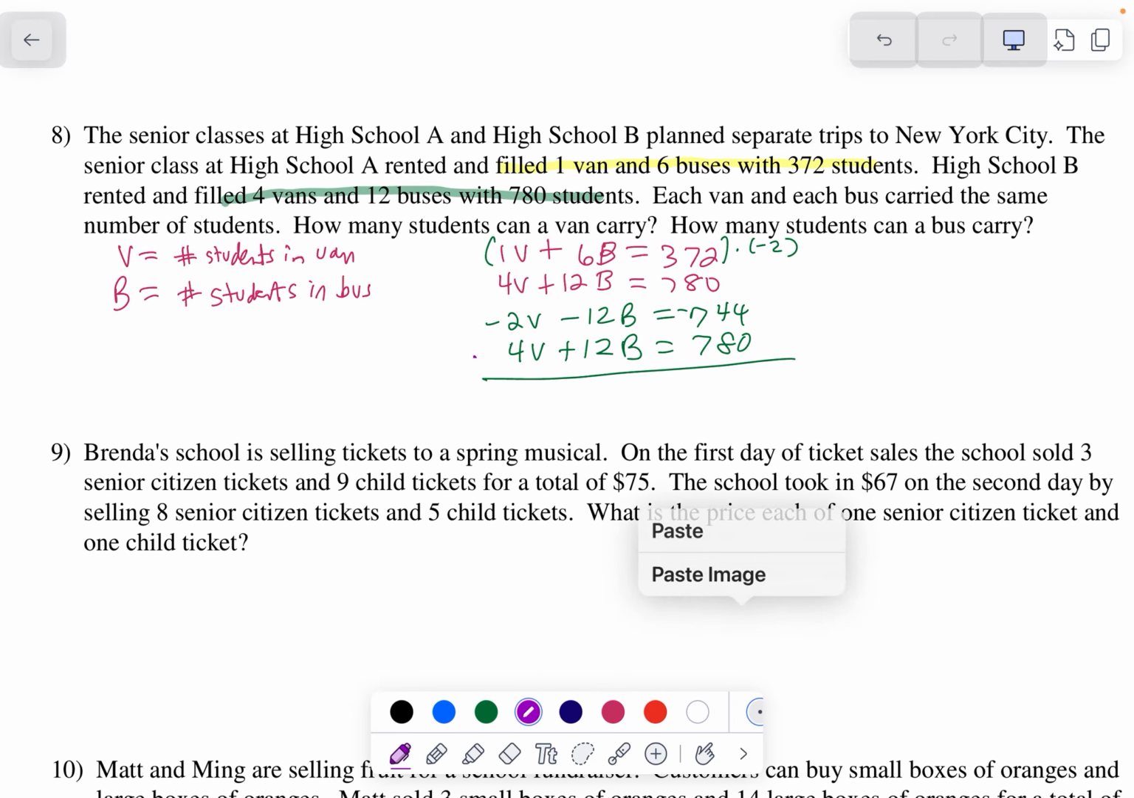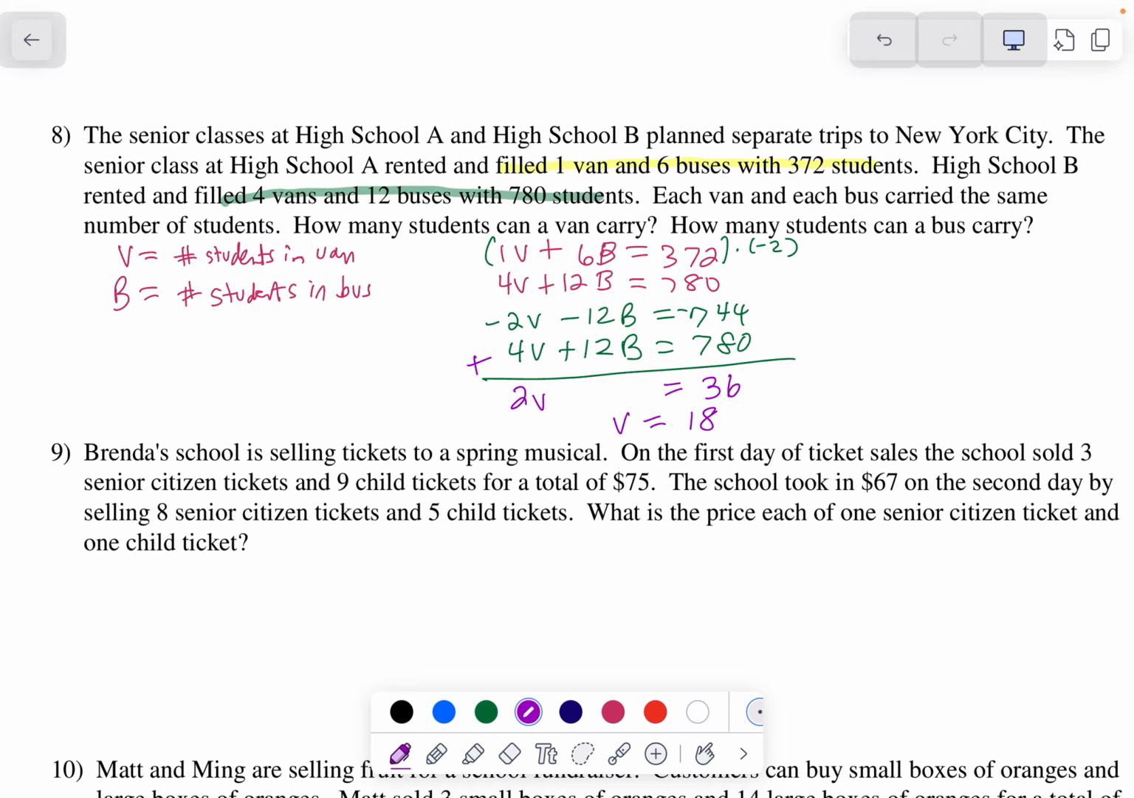And now we're just going to add those 2 equations together. Now, the reason we can do that is because these are opposites. They are going to cancel out. And that's why I like elimination a lot. You don't have to use elimination, but you definitely can for this. So we get that 2V equals 36. So V equals 18.